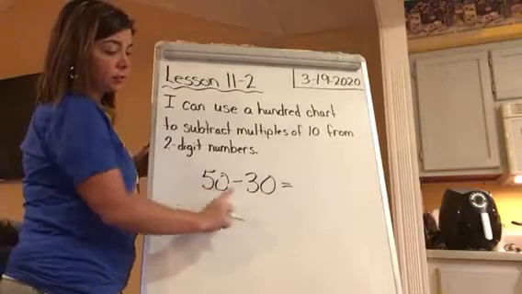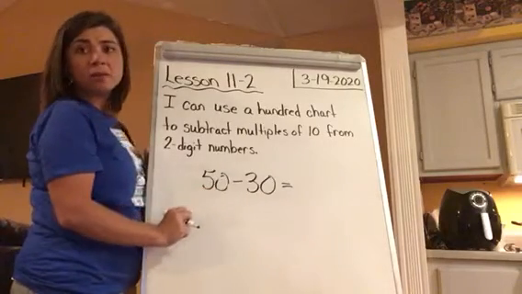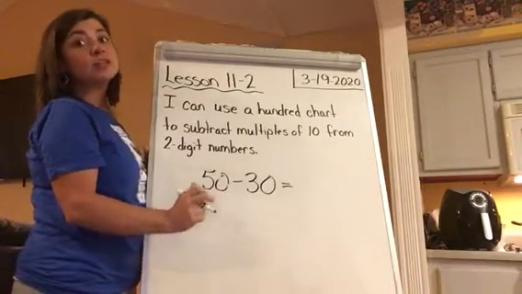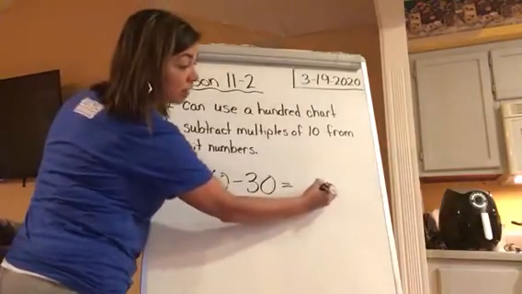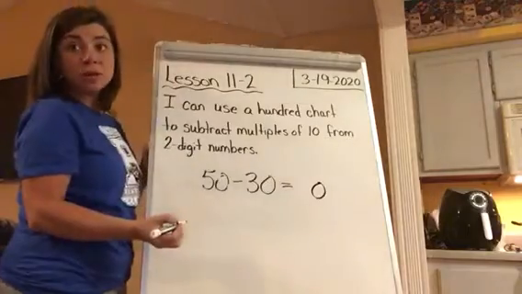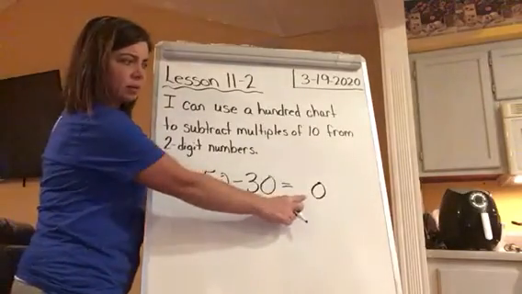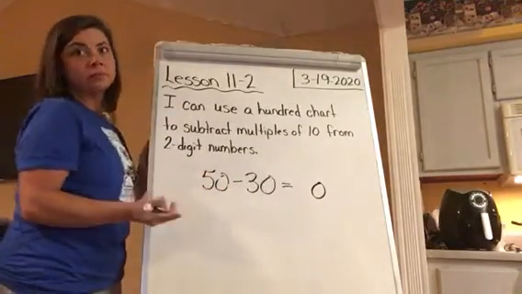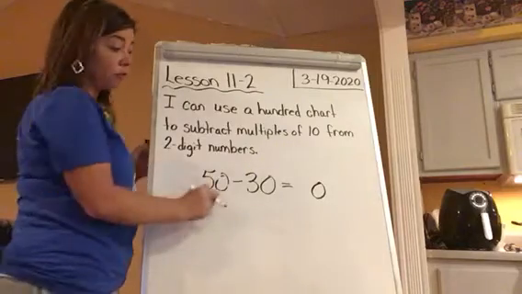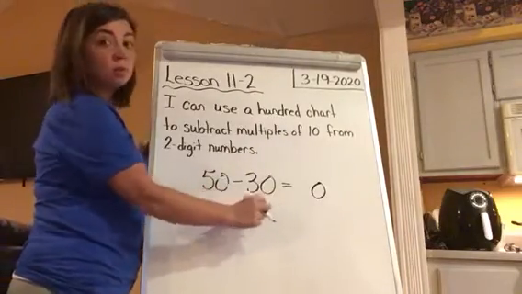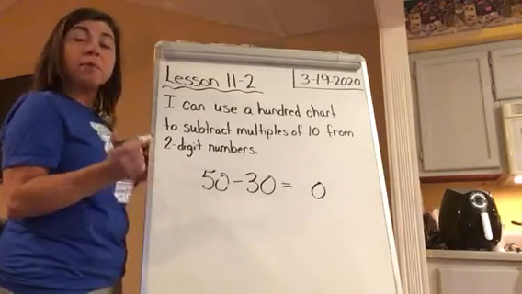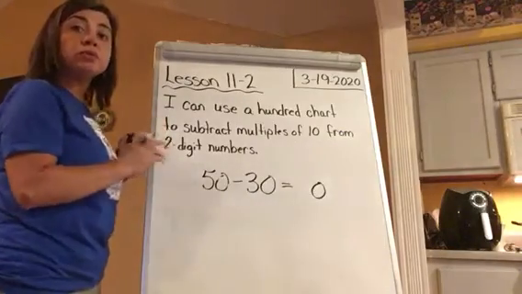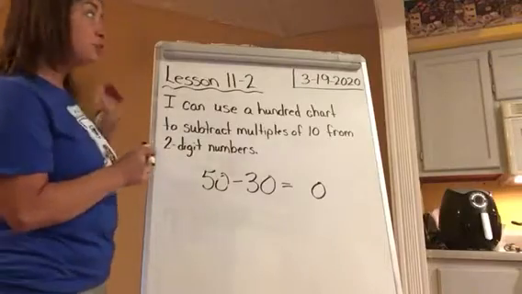And if we look at these two numbers, what do they both have in the ones place? That's right, a 0. So what that tells me is my answer is going to have a 0 in the ones place. But what am I going to put for my tens place? You say, Miss Baker, yesterday we learned 5 take away 3 equals 2. That's right. We could do that, but we could also use our new tool today, which is a 100 chart.